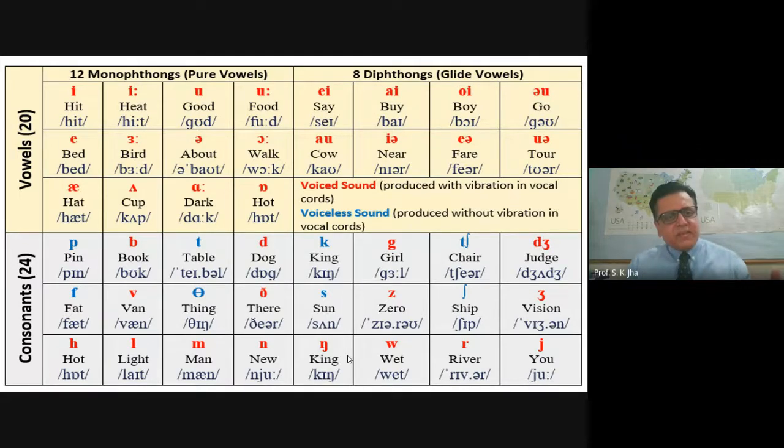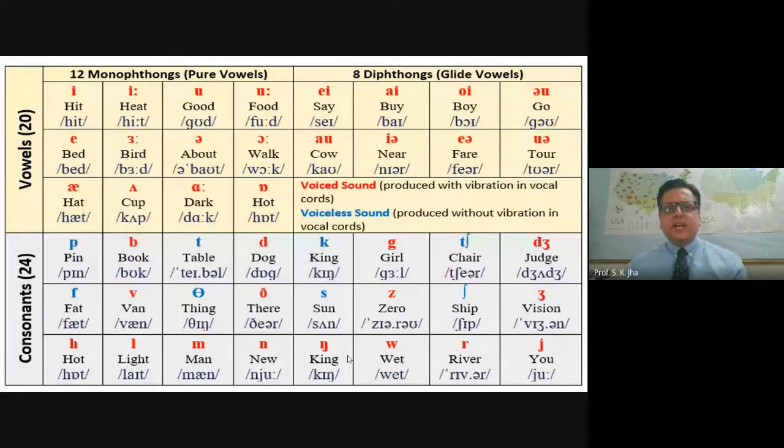Then we have cup, cup. It's not cup, cup, upside down V. Then you have a sound, as in dark. Then you have O, as in hot. Then let's move to glide vowels.